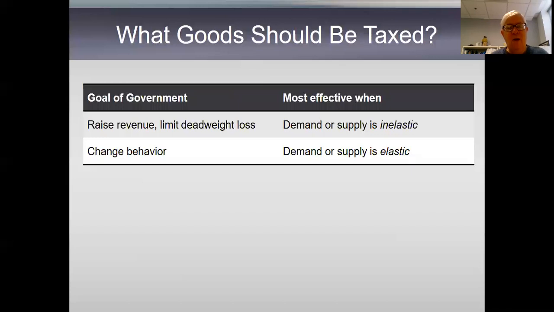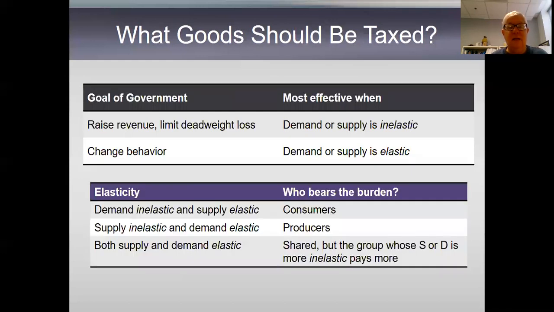However, if the goal of the government is to change people's behavior, in other words, discourage them from buying the good or selling the good, then it's most effective when the demand or supply is elastic. So that brings us to this final box.